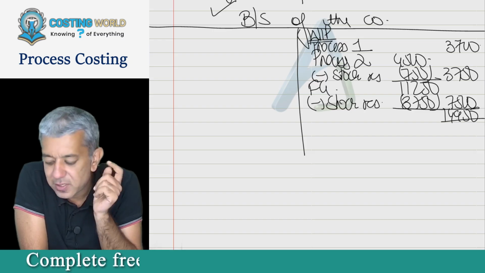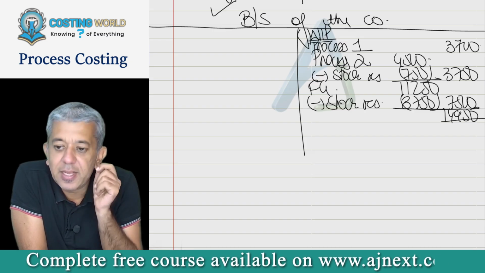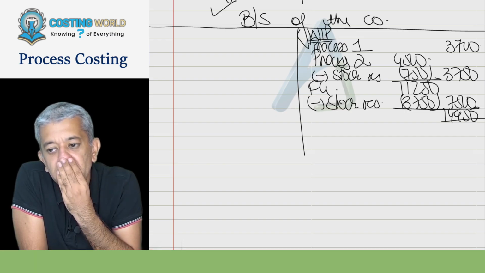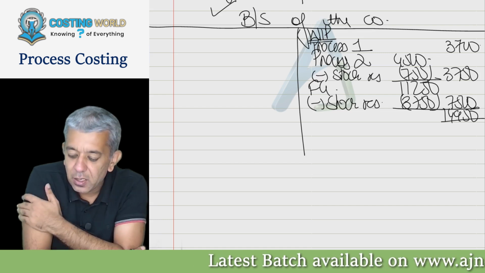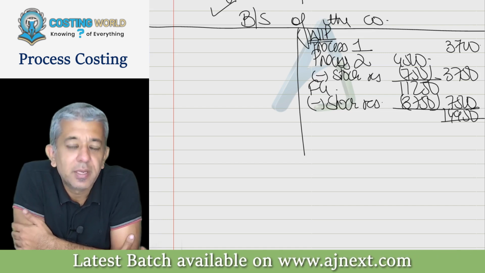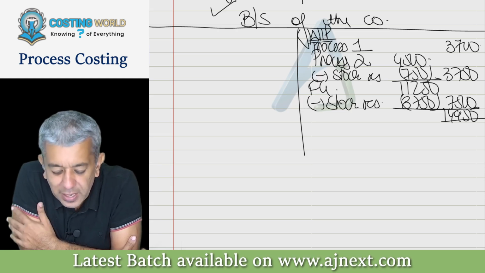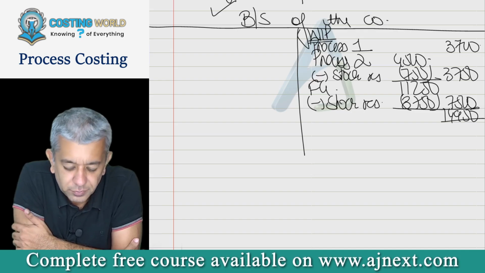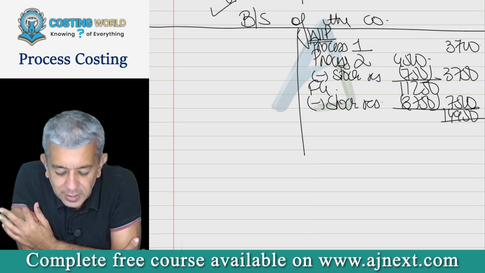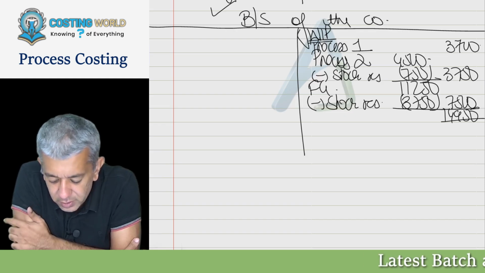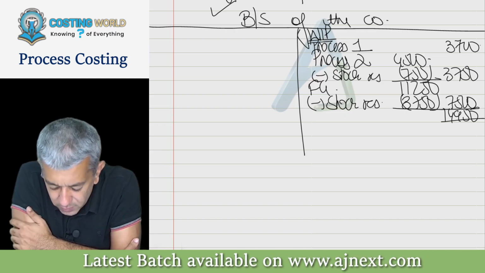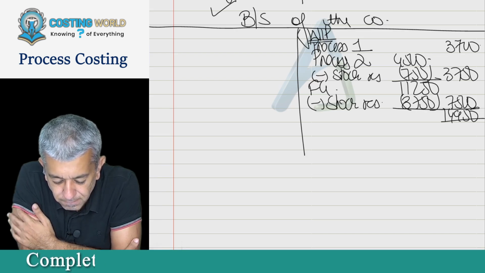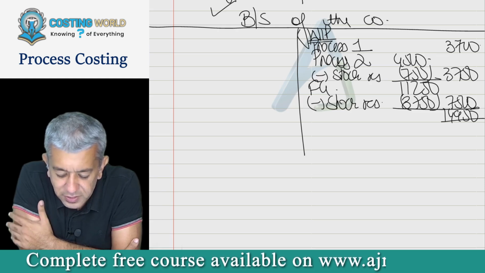Okay, you write down the next line now. Realized profit is directly available from finished goods account. That is 57,500. Realized profit is directly available from finished goods account. That is 57,500.